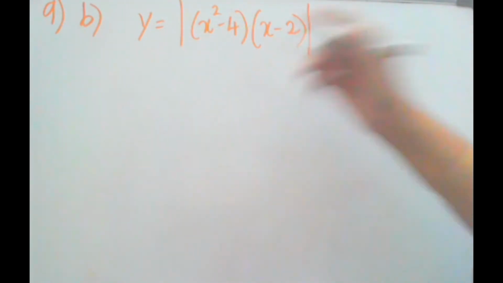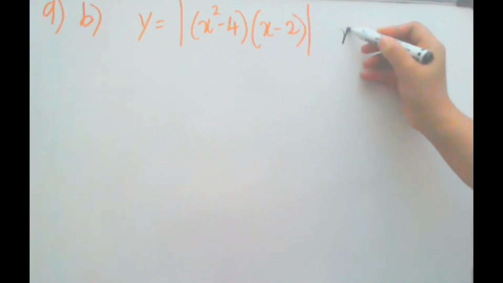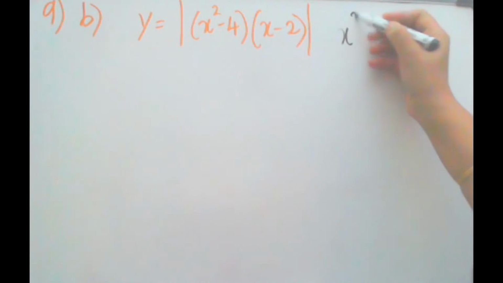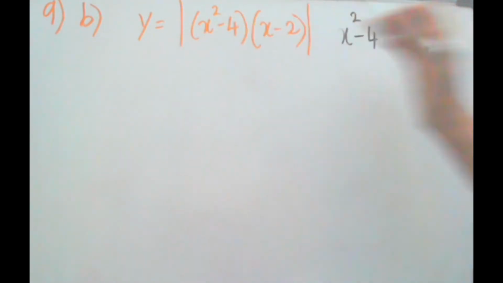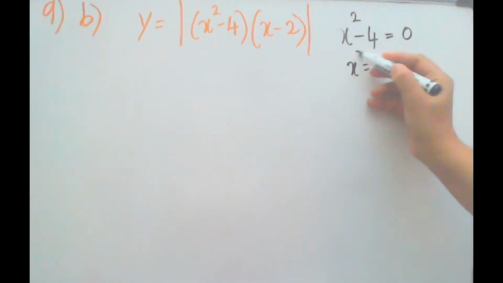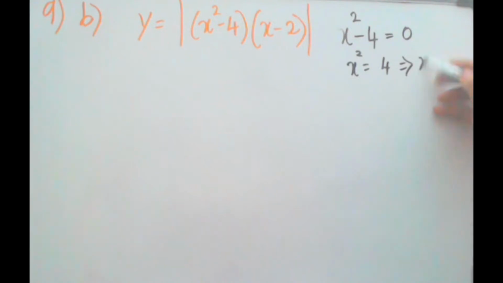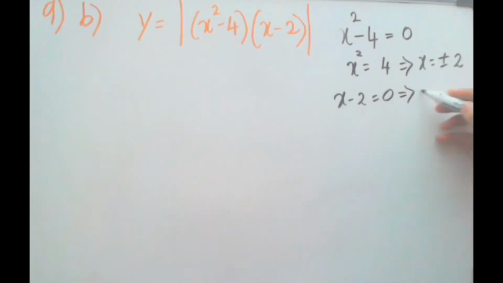Now that we know the shape of the graph, let us find out the intercepts. So how do we find the intercepts? By equating each of the factors to 0. So x square minus 4 is one factor. We equate it to 0, we find x square equal to 4, and hence x is equal to plus or minus 2. Equating the second factor to 0, we find x is equal to plus 2.